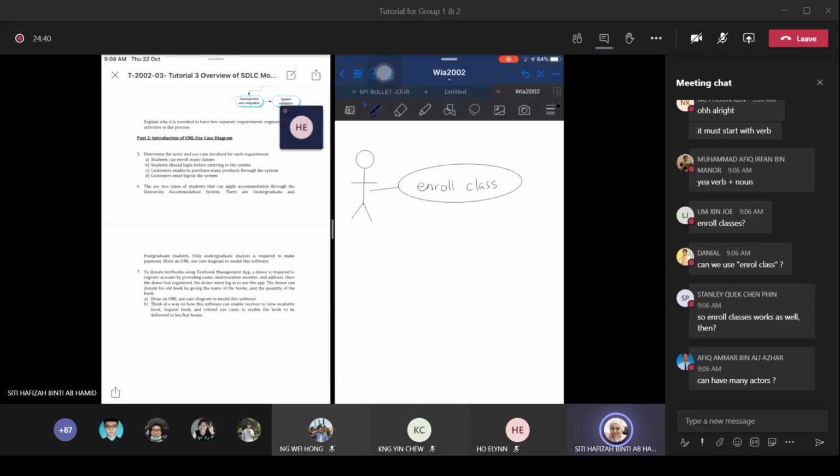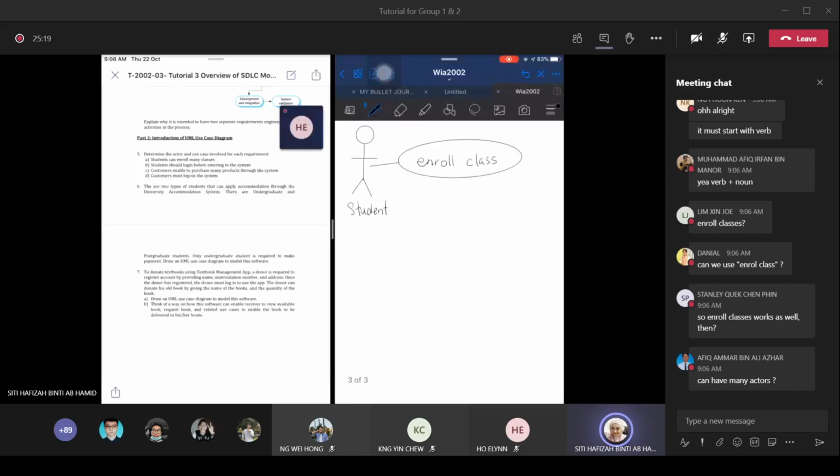Okay, so this will be student. So you have to be careful. How many actors? Let's say the question states one student can enroll many classes. See, it mentions the multiplicity. However, using a use case diagram, you cannot show that. You can only show the number through a class diagram, not in this diagram. So the answer is just like this, as simple as this.